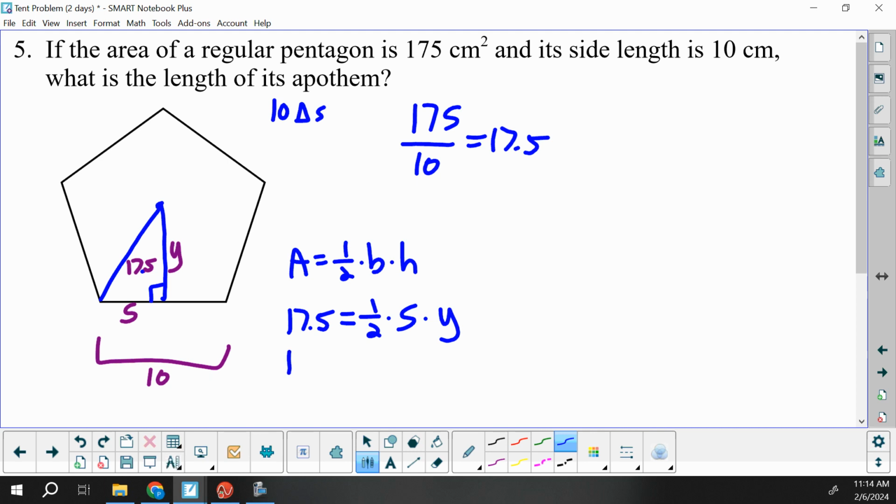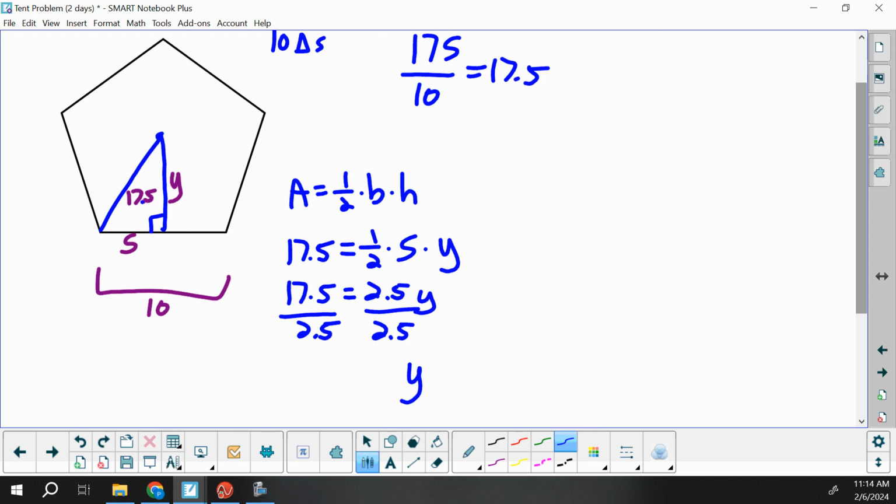5 times 1/2 will give us either 5/2 or 2.5. If we divide the 2.5 over, 2.5 will go into y 7 times. And based on our units, we'll have centimeters. It's not squared because it was the length of the apothem, not an area, and a length is a one-dimensional measurement.